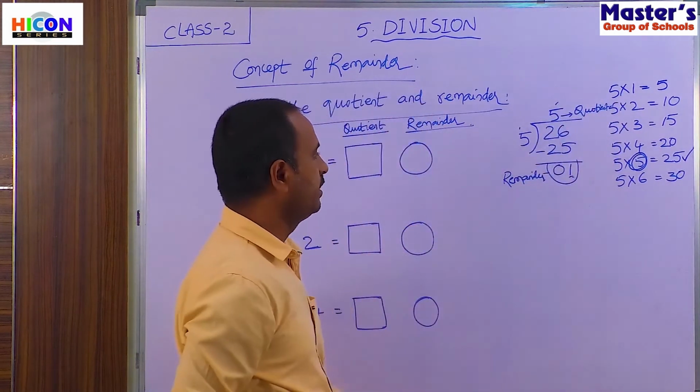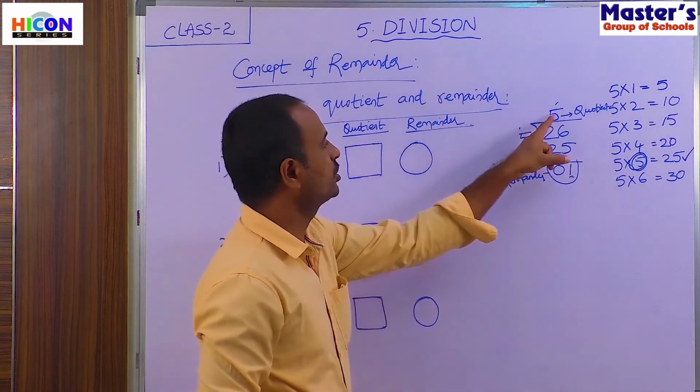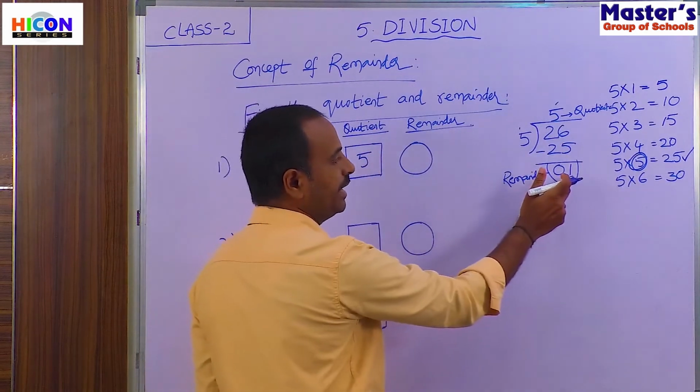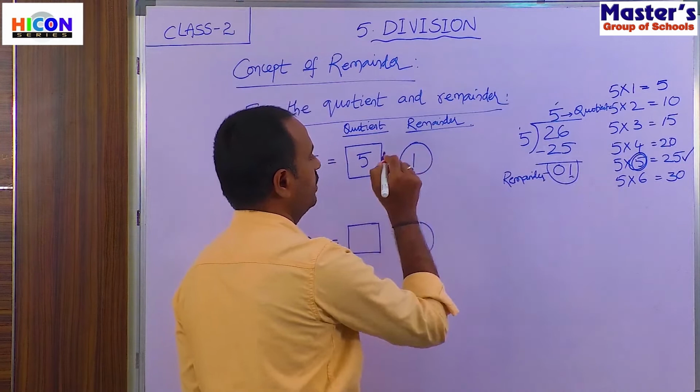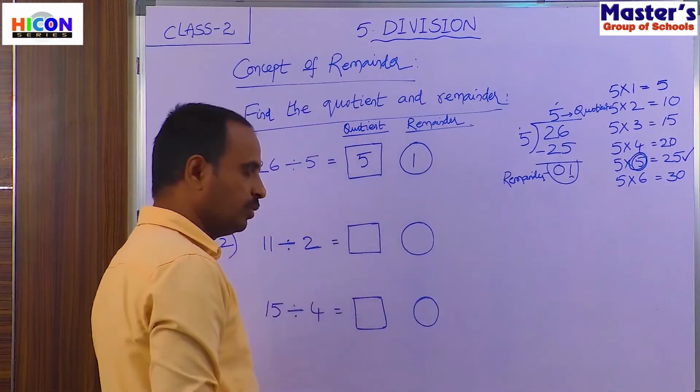So now write the remainder in the circle. Write the quotient in the box. What is the quotient? 5. So write 5 in the box. And what is the remainder? 1. So 1 in the circle. In the same way, we can do these two divisions.